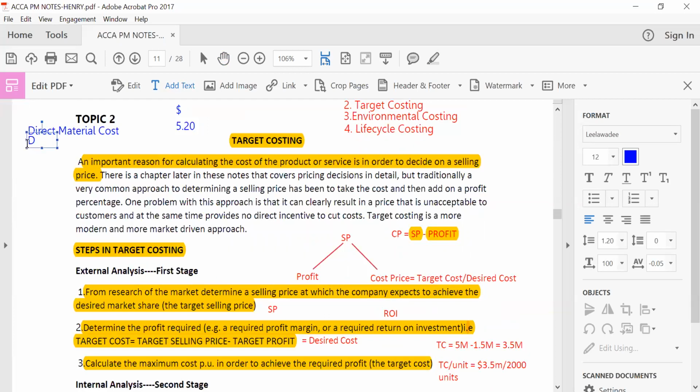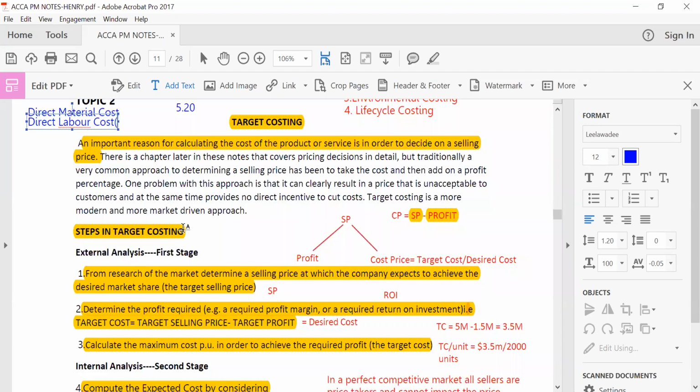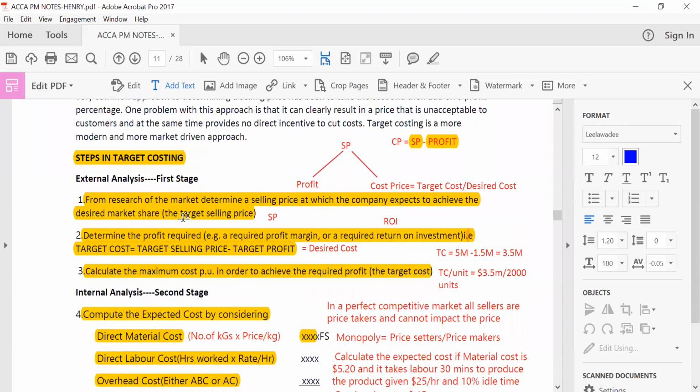This side you have to be very careful. Direct labor cost: how do you estimate it? The direct labor cost is calculated by looking at the number of hours worked by labor times the rate per hour. That is how to calculate, unless there's an idle time or there's waste, then you need to flex that. I'll show you how to do the flexing.